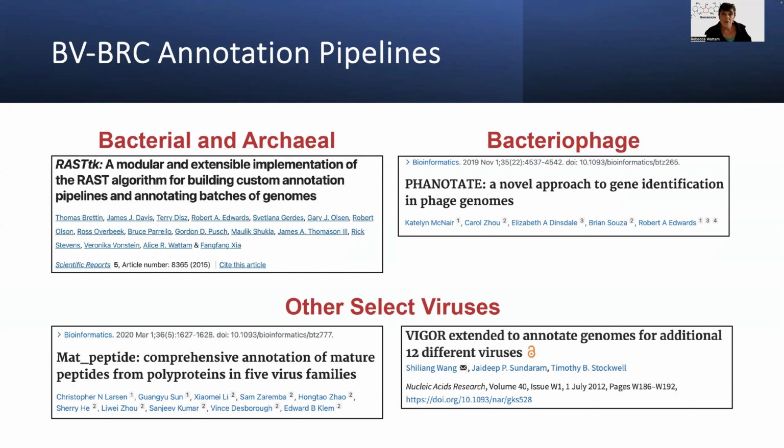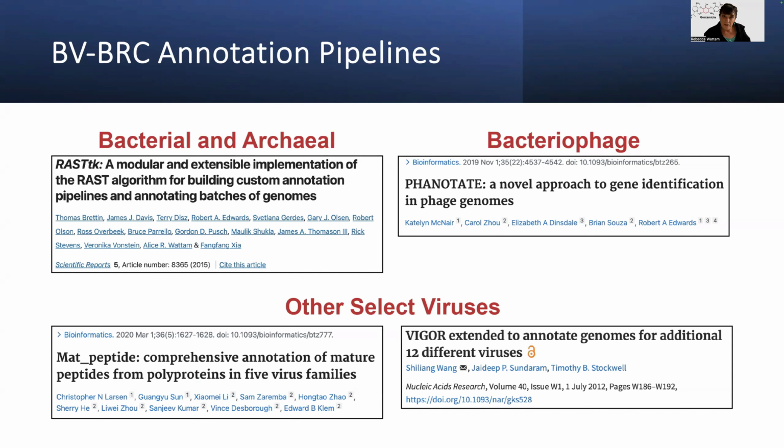RAS-TK is used to annotate bacteria and archaea. Now, we will annotate any bacteria, any archaea that you throw at the service. We can do them all. Bacteriophages are annotated with a pipeline called Annotate. And like the bacteria and archaeal pipeline, we annotate all phage genomes.